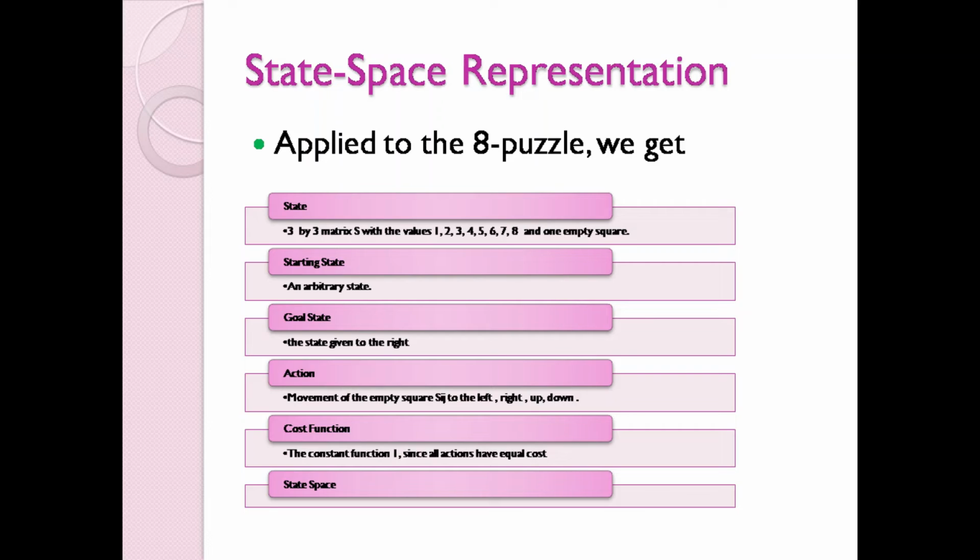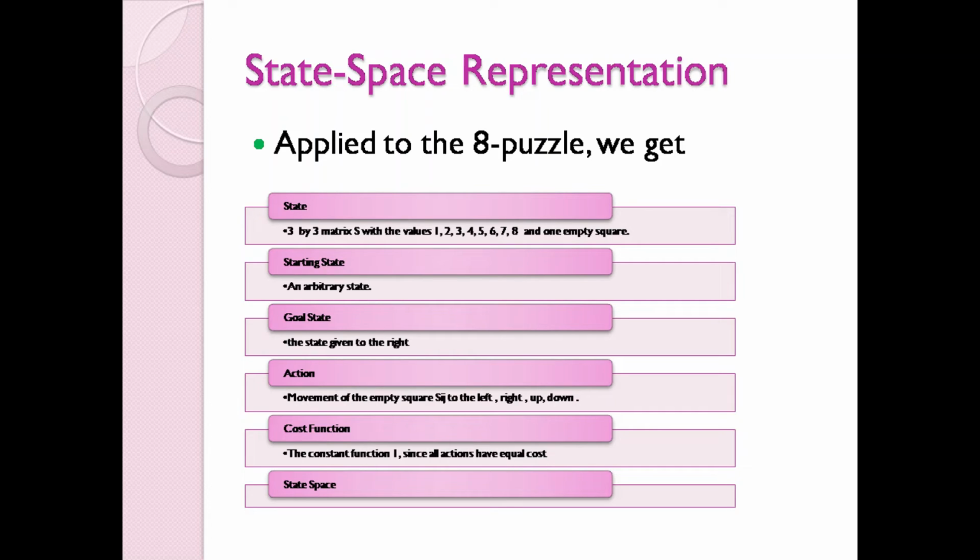So how do we represent this 8 puzzle problem in the state space representation, that is, according to the algorithmic structure? The state is going to be a 3 by 3 matrix, and I can call it S, with values from 1 to 8 and one empty square, so that we can move the numbers to reach the goal state. The starting state can be anything. It is going to be the shuffled numbers, in any order, so an arbitrary state.